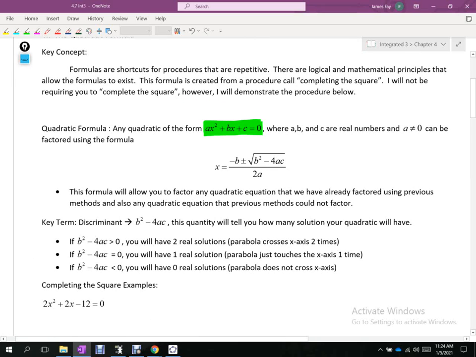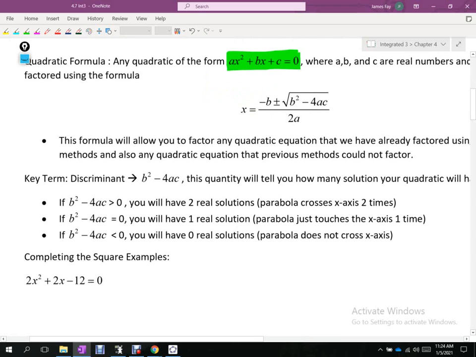Something to keep in mind, we'll talk about something called the discriminant. This thing right here is the discriminant, if you ever hear me say that. It basically allows me to determine how many solutions we're going to have for this problem, how many times the parabola crosses the x-axis. It says b squared minus 4ac. This quantity will tell you how many solutions your quadratic will have.